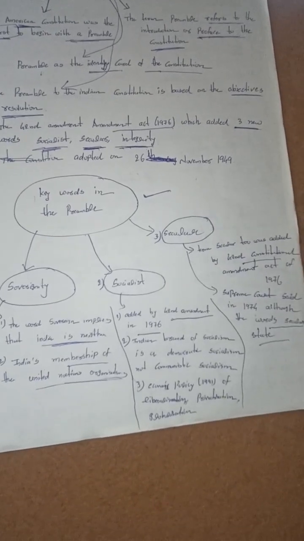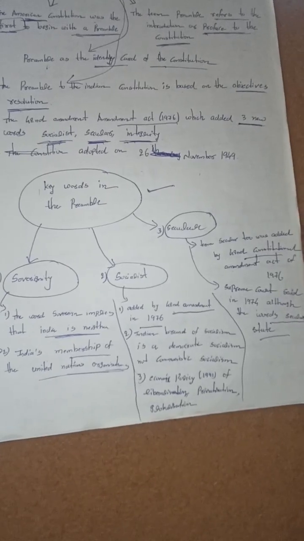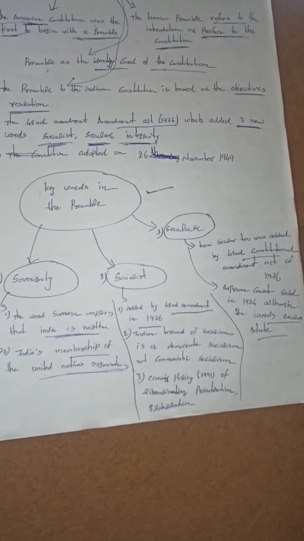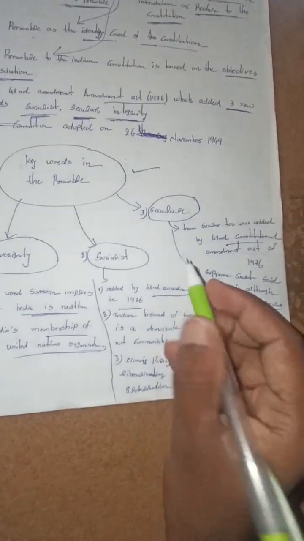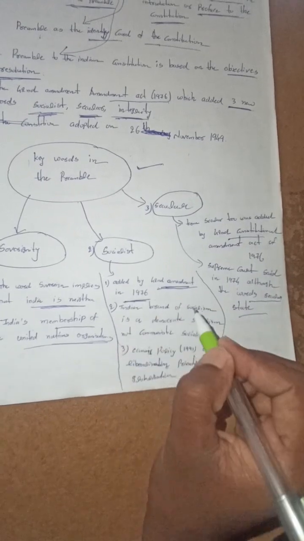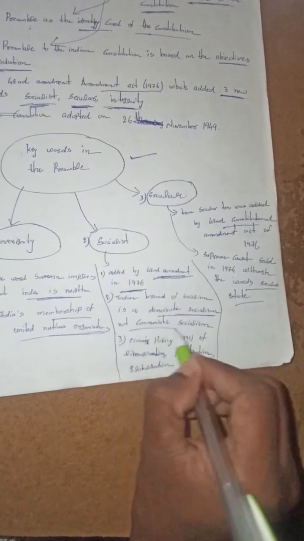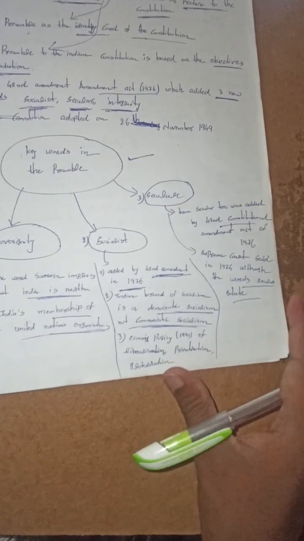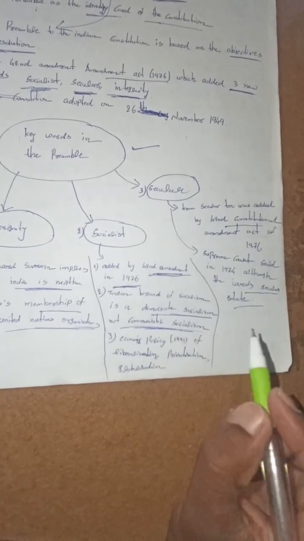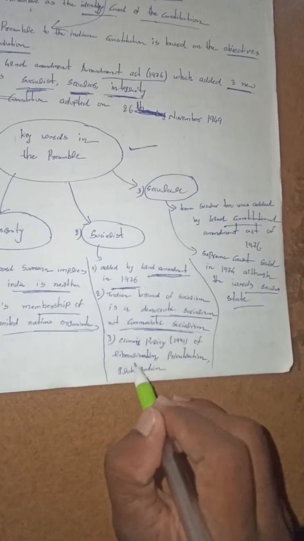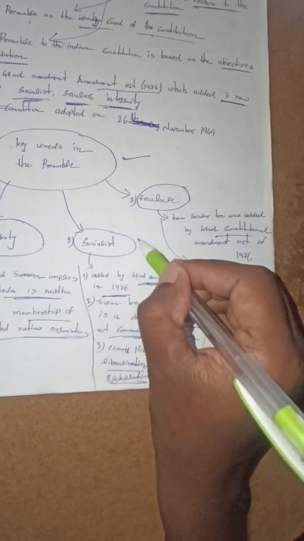What is socialist? Even before the term was added by the 42nd Amendment Act of 1976, the Constitution had socialistic content in the form of the Directive Principles of State Policy. The Indian brand of socialism is democratic socialism, not communistic socialism. The economic policy of 1991 of liberalization, privatization and globalization are three important pillars of it.